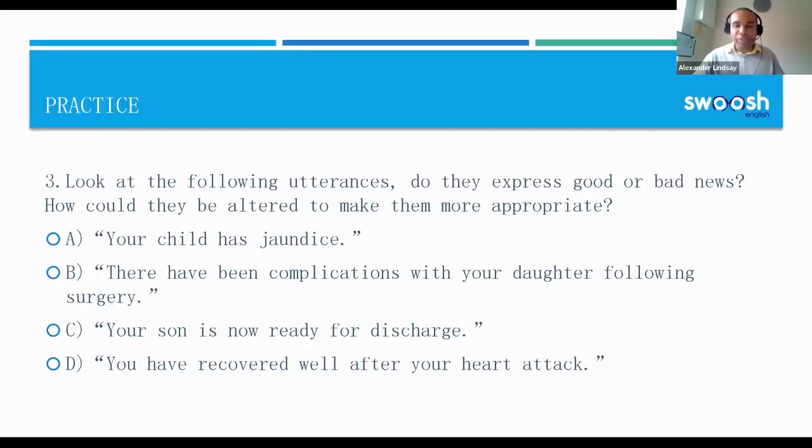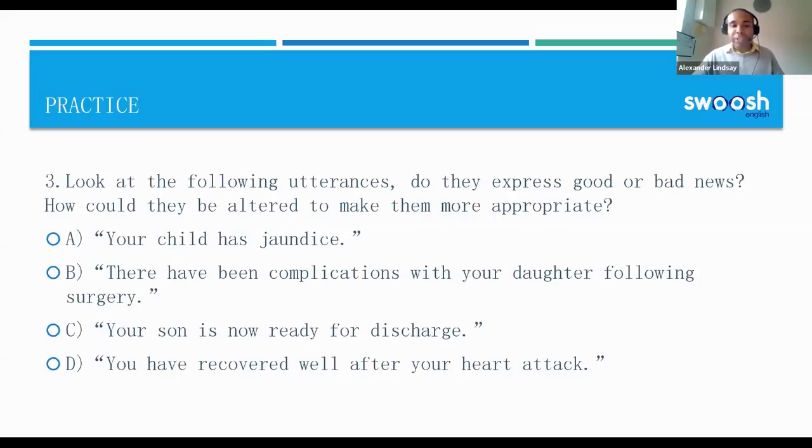So let's have a quick look at the Facebook group and see what's being said here. Yeah, so really, I'm sorry to inform you about the complication your child is undergoing after surgery. Again, just expressing some sort of empathy in this case is important. A and B is bad, C and D are good news, absolutely. And we've also looked at some ways that we can express this good news and bad news appropriately.